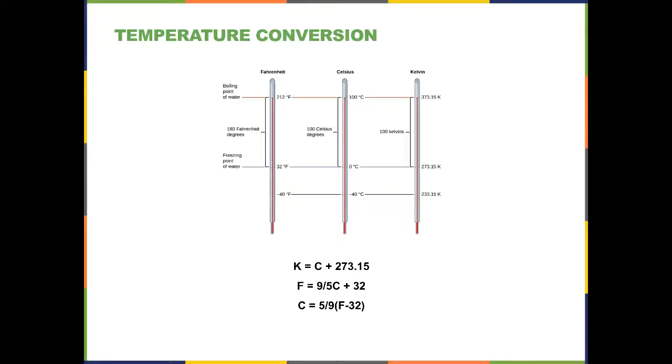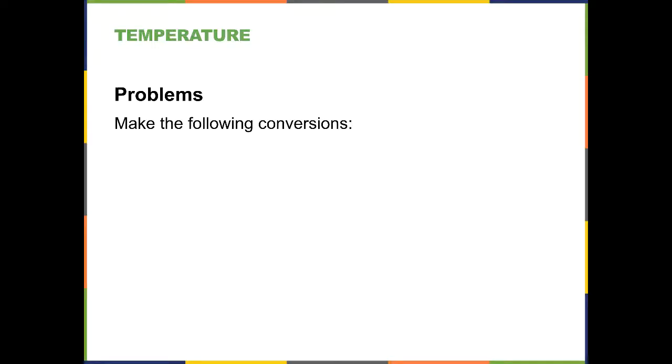To go the other way, you have to subtract the 32 to get it on a 0 scale, and then multiply by 100 over 180, which is 5 over 9. You'll need to memorize these three formulas. They're pretty straightforward and pretty easy to memorize. And we're going to finish up today doing 3 conversions as practice, and this is one thing that you're going to have to do.